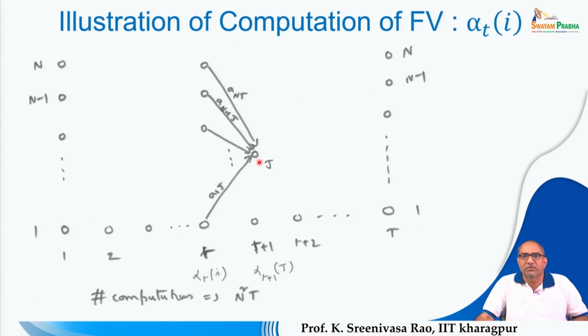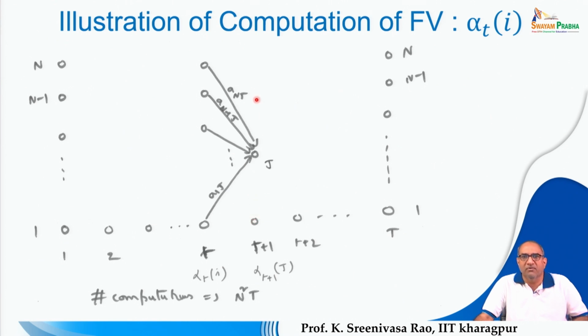If we evaluate alpha t at each time instant, N computations are required for each state, and at each instant we have N states. Therefore, at each time instant, to compute alpha t of i for all states where i varies from 1 to N, the number of computations involved will be N squared, to compute the forward variable for all the states.